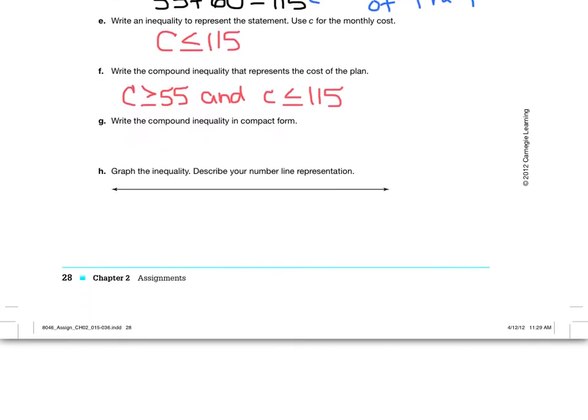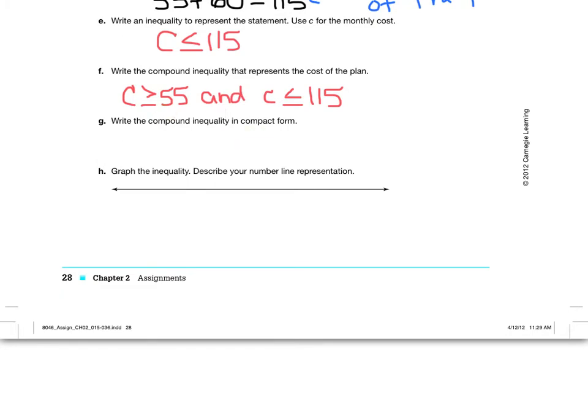Now what they want you to do is write the compound inequality in compact form. So since they have the word and there, I'm going to combine this into one statement. If the word or was there, you would not be able to combine it into compact form. Only compound inequalities that have the word and can be written in compact form.